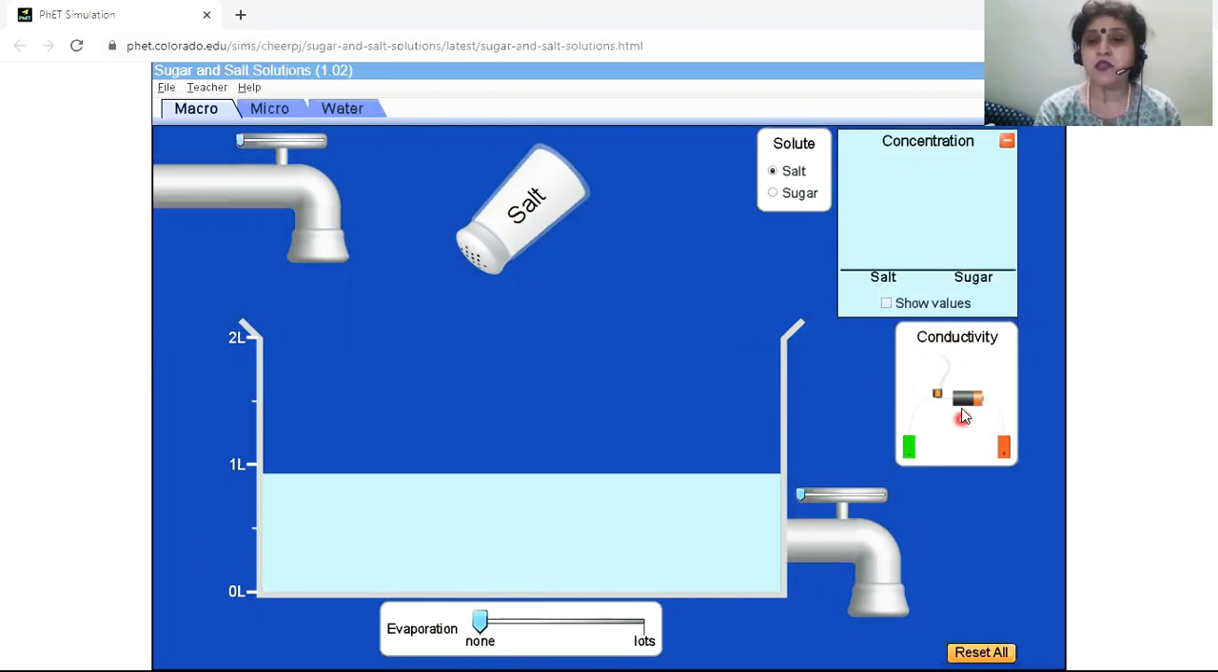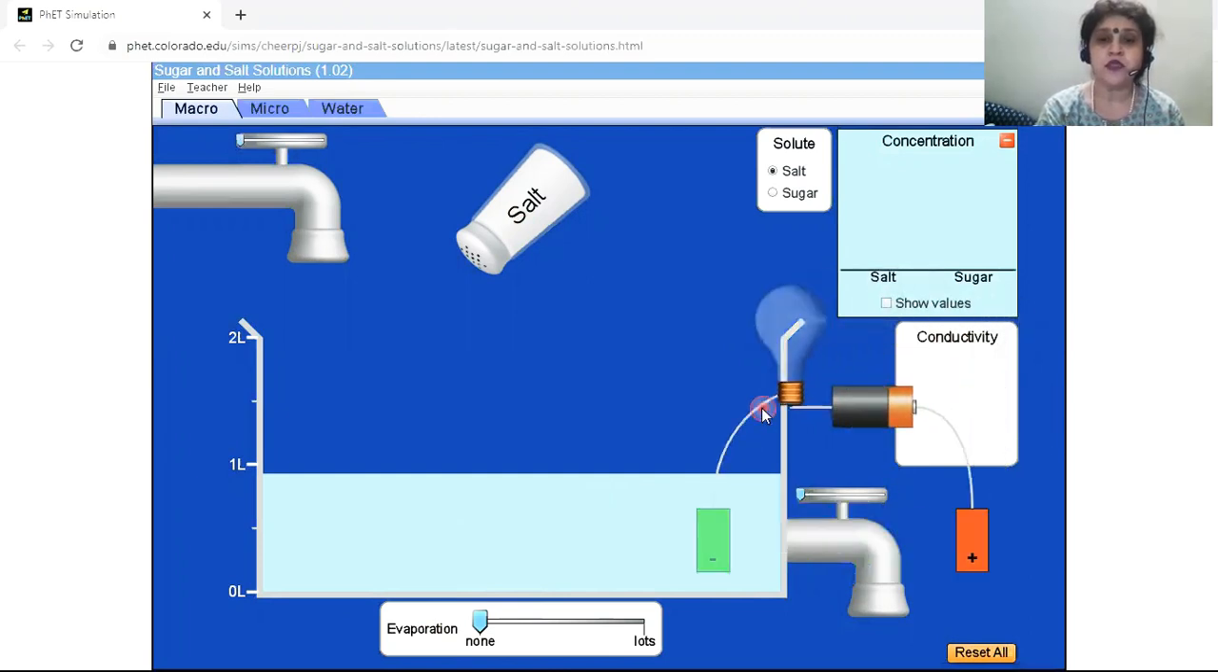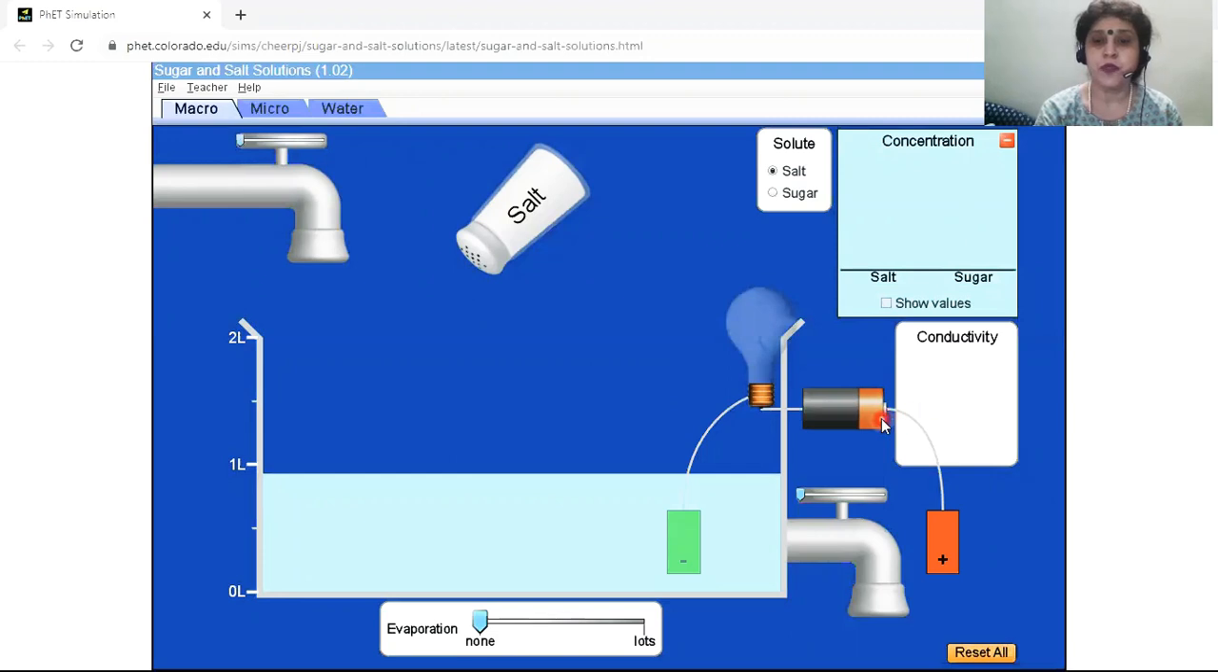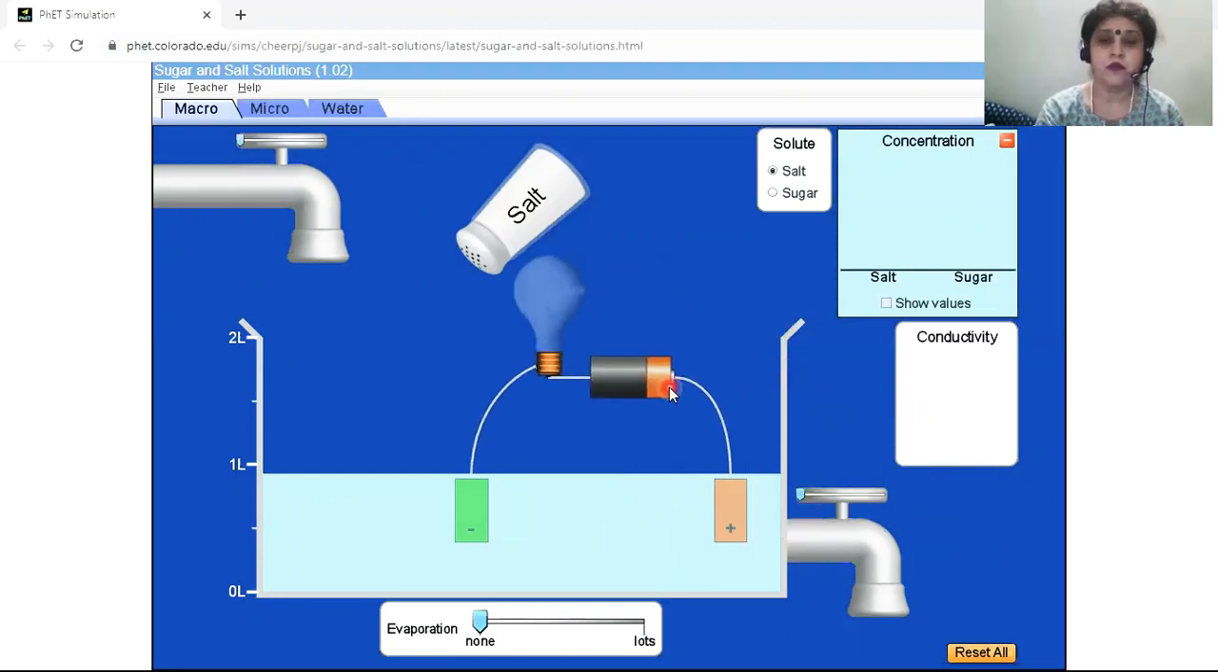When we place this circuit in this solution, this circuit shows that salt solution conducts electricity. It has a battery, positive electrode, negative electrode, and bulb, connected with wires.